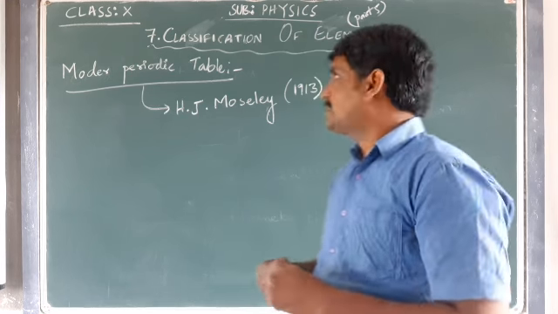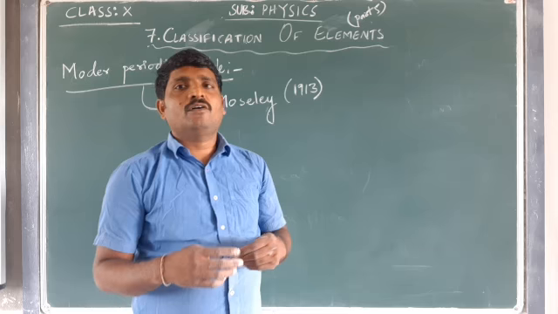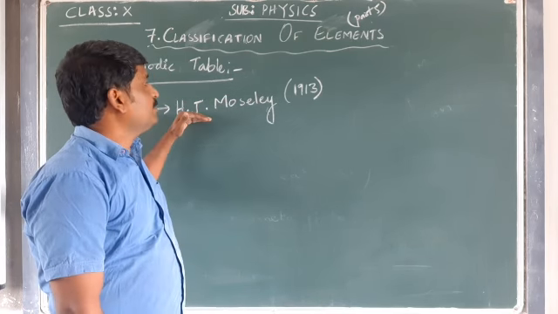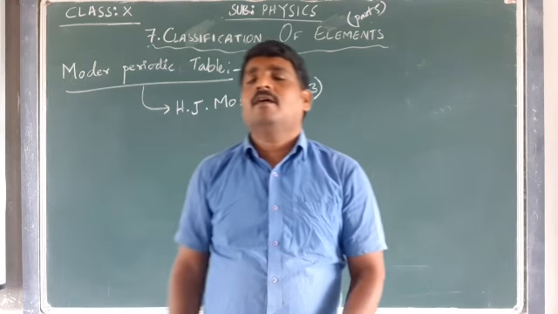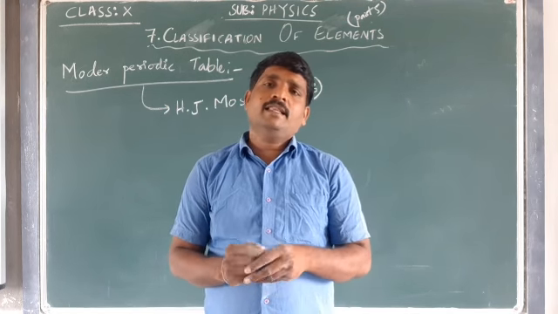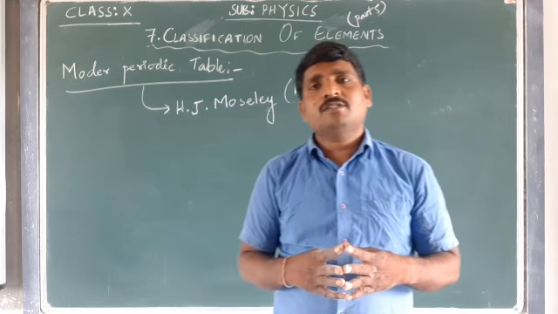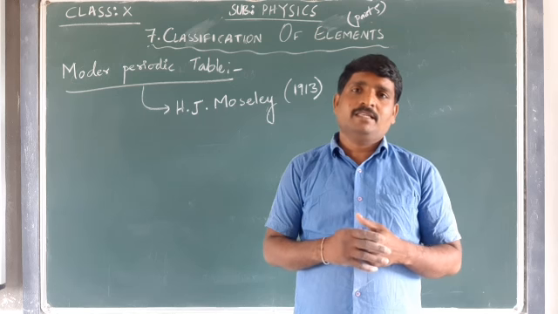Today we are going to discuss part 5, and in that part 5 we are going to talk about the modern periodic table, which was proposed by H. George Moseley in 1913. What are his contributions to arranging the elements in the modern periodic table?